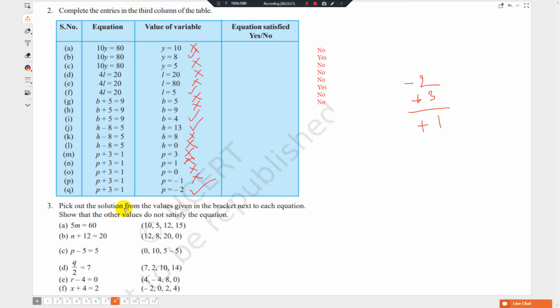Now pick out the solution from the values given in the bracket next to each equation. Show that the other values do not satisfy the equation. 5m is equal to 60. So which gives yes, 12 fives are 60. Now n plus 12 is equal to 28. Yes. Now p minus 5 is equal to 5.